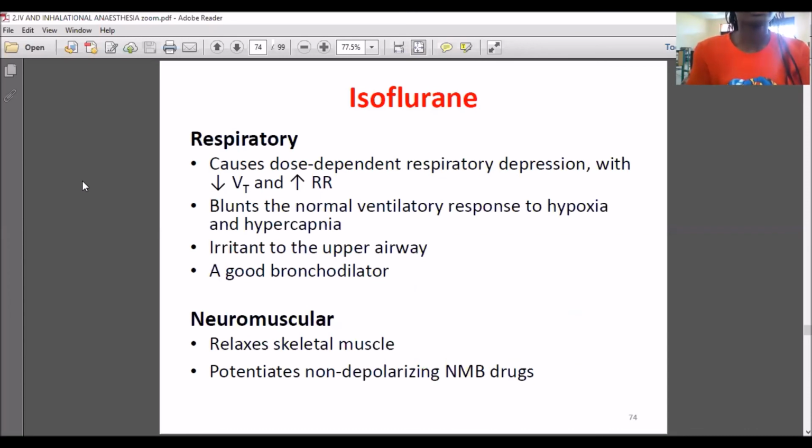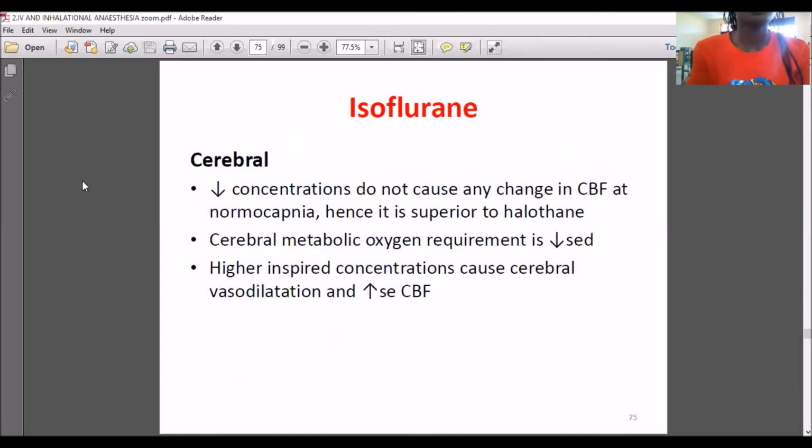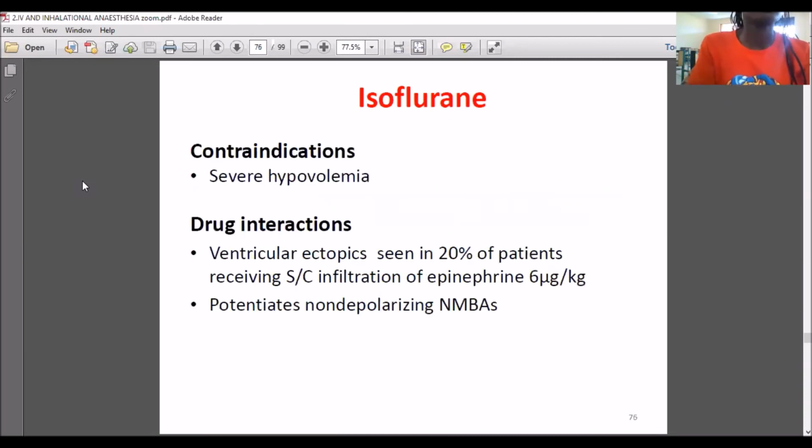So in neuromuscular, it relaxes skeletal muscles and potentiates non-depolarizing NMB drugs. In cerebral, decreased concentrations do not cause any change in cerebral blood flow at normal capnia. Hence, it is superior to halothane. Cerebral metabolic oxygen requirement is decreased. Then higher inspired concentrations cause cerebral vasodilatation and increase in cerebral blood flow. It is contraindicated with severe hypovolemia.